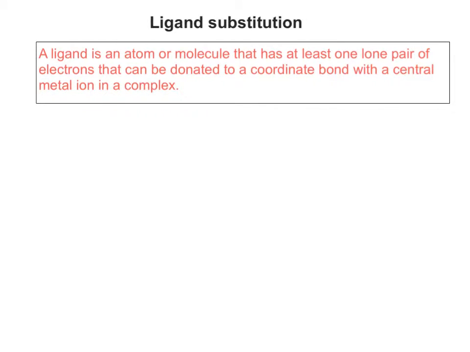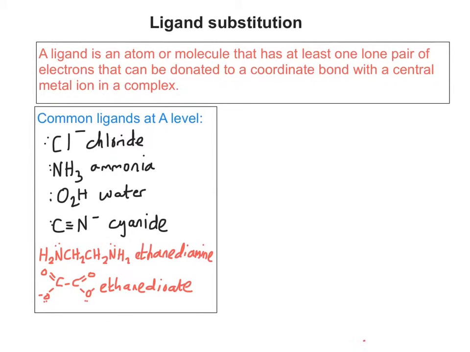Just as a reminder, a ligand is an atom or molecule that has at least one lone pair of electrons that can be donated to a coordinate bond with a central metal ion in a complex. These are some of the common ligands you'll come across at A-level chemistry. They're not an exhaustive list, but they're the most common ones that they ask you about.